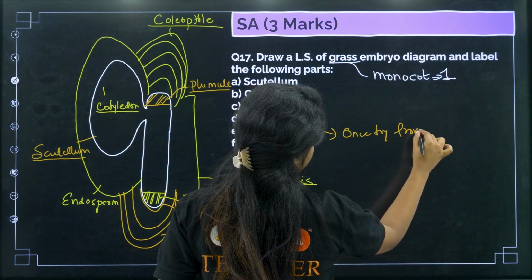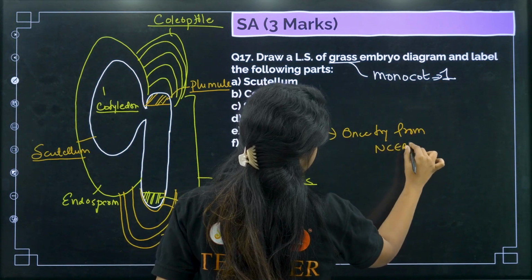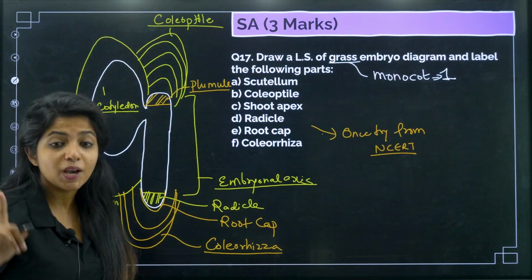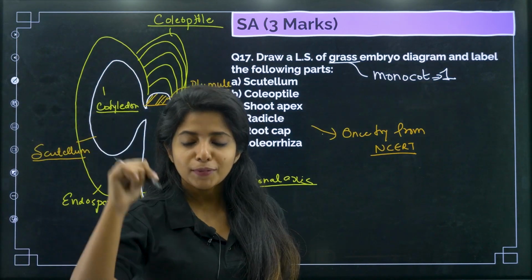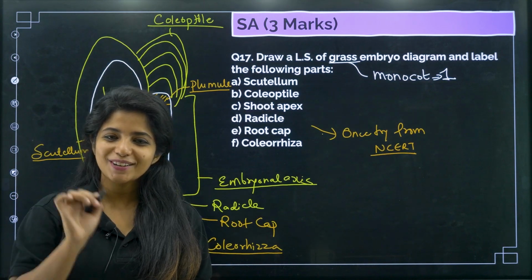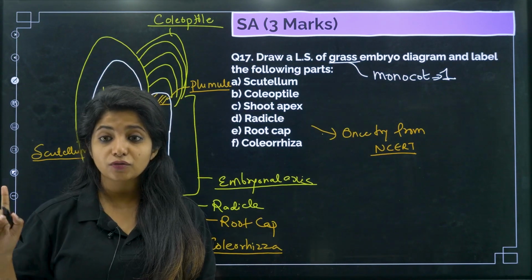try from NCERT as well. Since you know the concept now, since you understand the concept now, you should try it from NCERT once. Once you have tried from NCERT, put down in the comment section that you have practiced the LS of grass embryo.